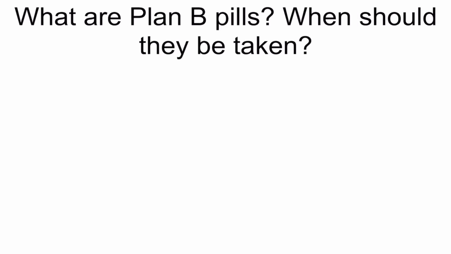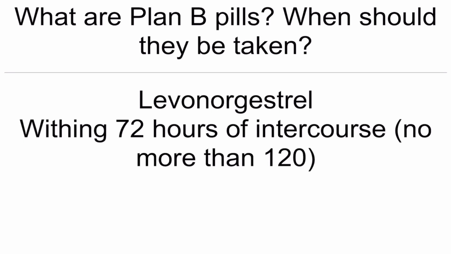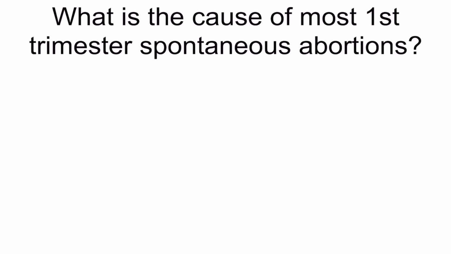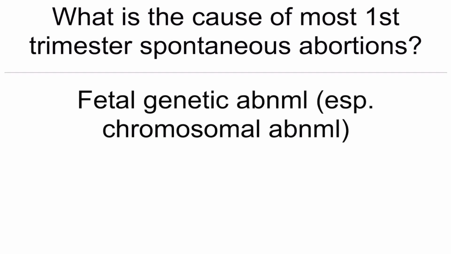What are Plan B pills, and when should they be taken? They're levonorgestrel, and it should be taken within 72 hours of intercourse, no more than 120 hours. What is the cause of most first trimester spontaneous abortions? Fetal genetic abnormalities, especially chromosomal abnormalities.